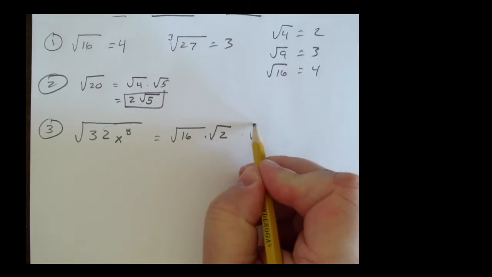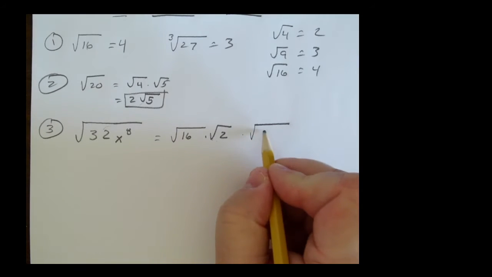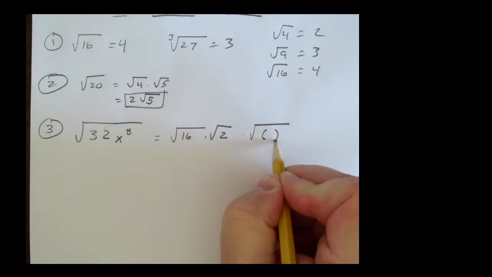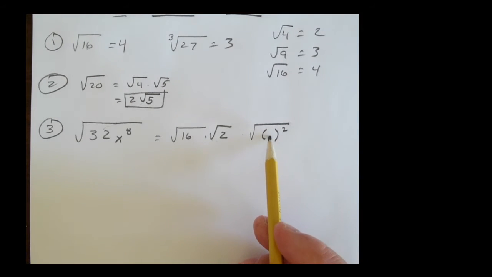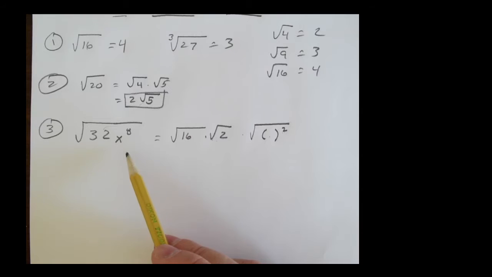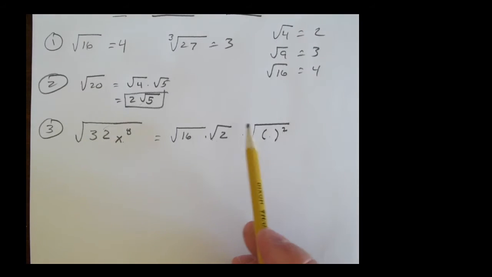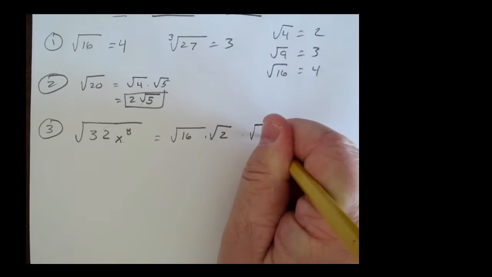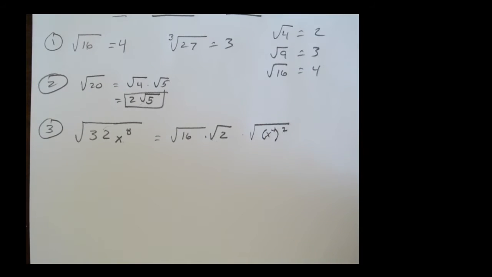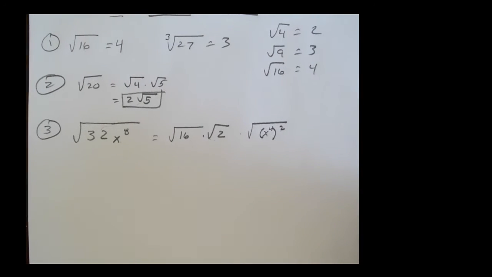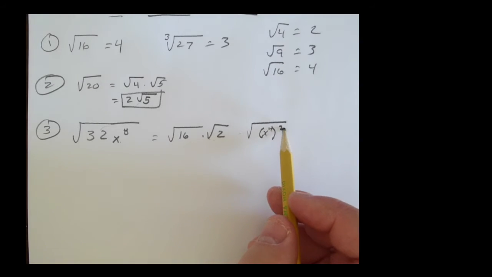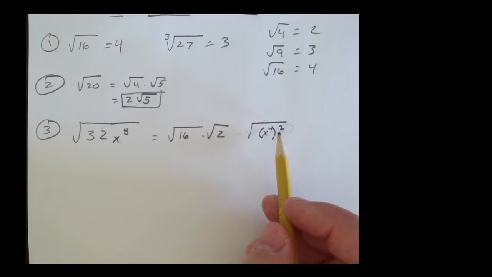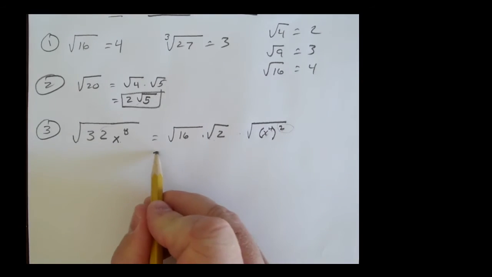And because this is square root, for our x's, we want it to be squared. How can we break x to the 8th down here? It's x to the 4th. So remember, when we do x to the 4th squared, that's x to the 8th. And we want to keep it as to the 2nd power because we're rooting.